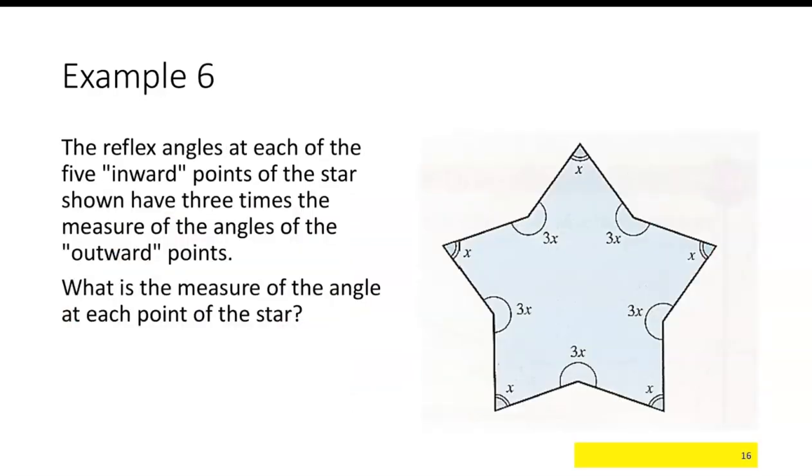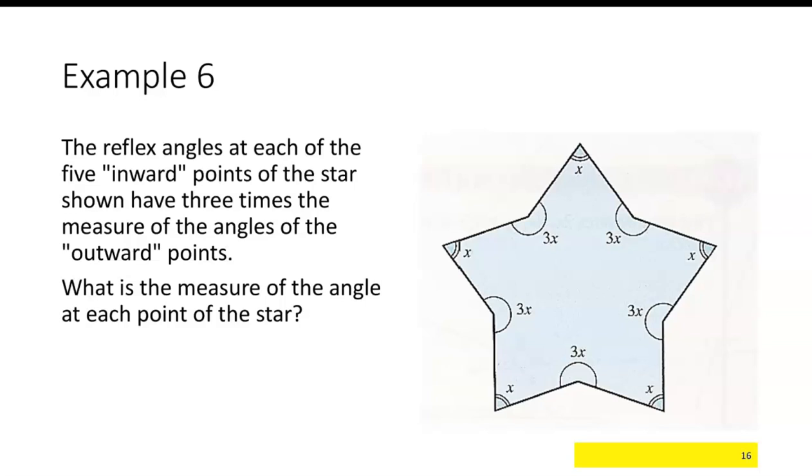All right, let's try one more. The reflex angles at each of the 5 inward points of the star shown have 3 times the measure of the angles on the outward points. Okay. What is the measure of the angles at each point of the star?